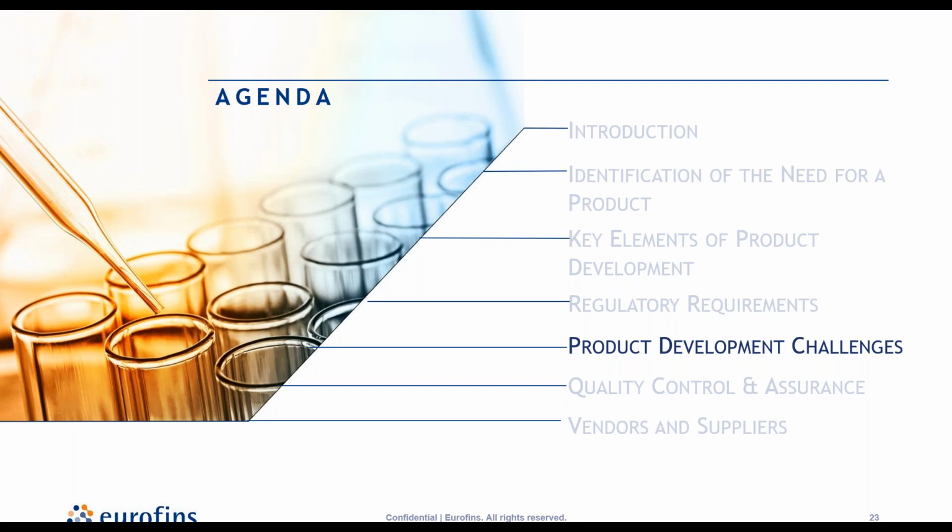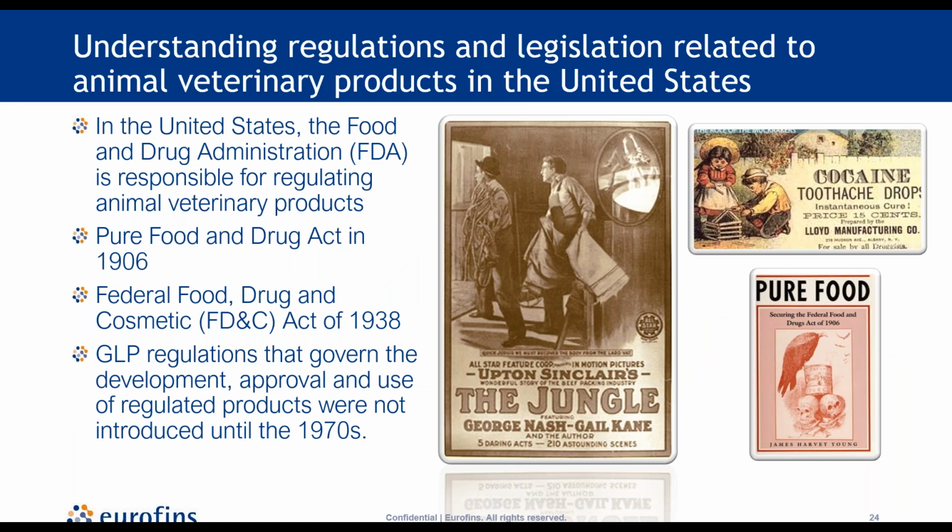So some of these challenges that are associated with animal veterinary product development include understanding the regulations and legislation related to animal veterinary products, adapting animal veterinary products to different countries and regions, navigating the approval process for animal veterinary products, and overcoming technical challenges in developing animal veterinary products. So first, we're just going to talk about understanding the regulations.